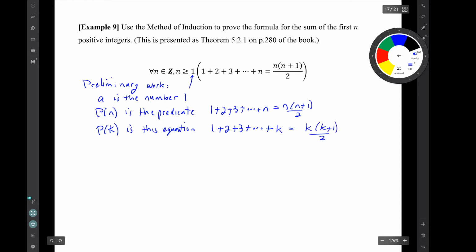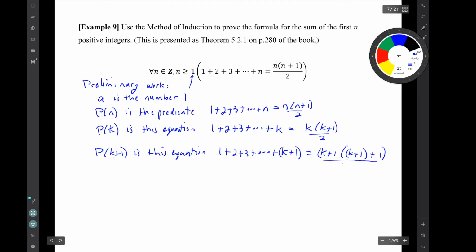And then we need to write down P(k+1). So there you see we've got our P(k+1), which we obtained by simply replacing all of these n's, that one, that one, that one, with k plus 1's. That one, that one, that one. Okay, now we have the preliminary work done. Now we're ready to build the proof.